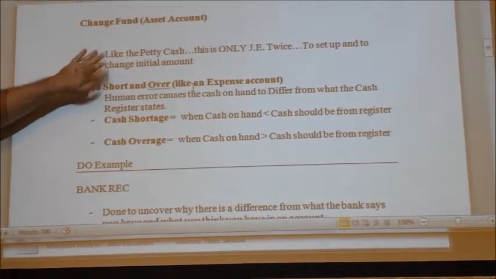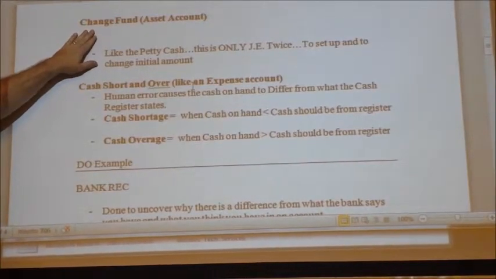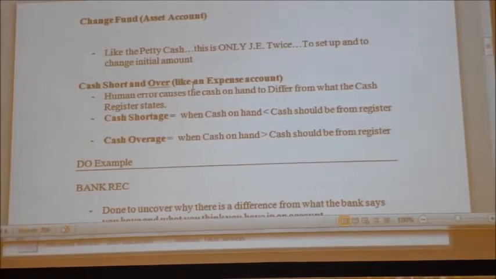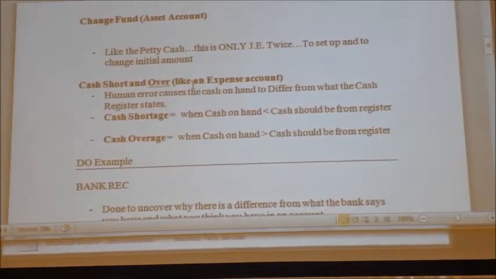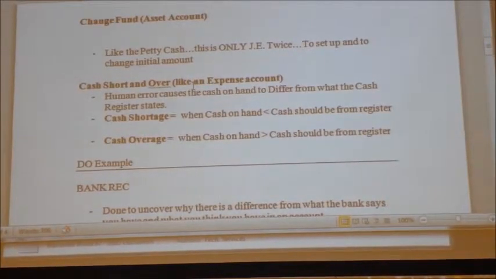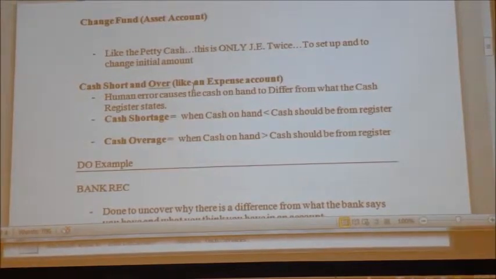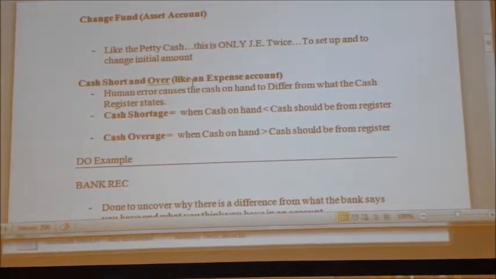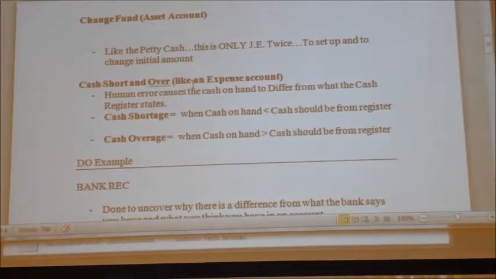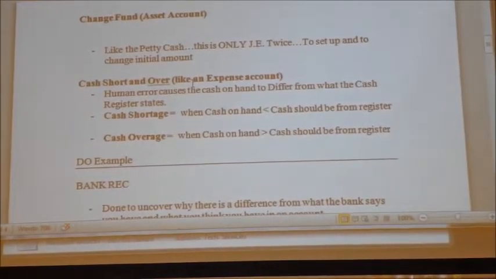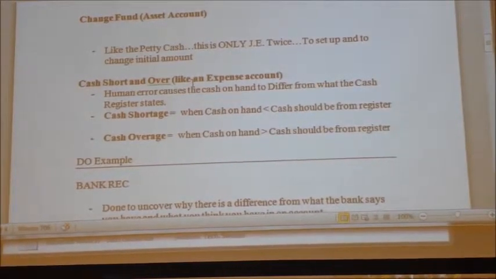We're only going to use the change fund journal in an account twice. Well, two different times that you could possibly use it: to set it up, and to maybe change the initial amount. You have $100 in there and you decide it really needs to be more, 200. So I need to update it.